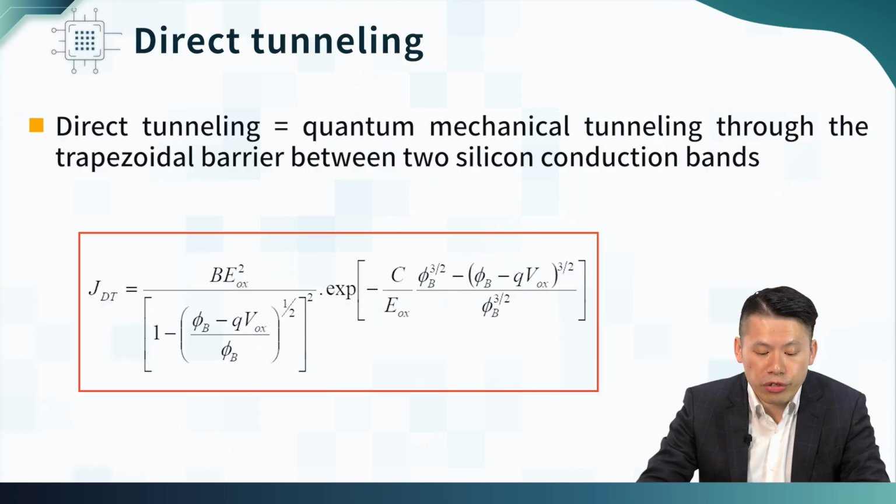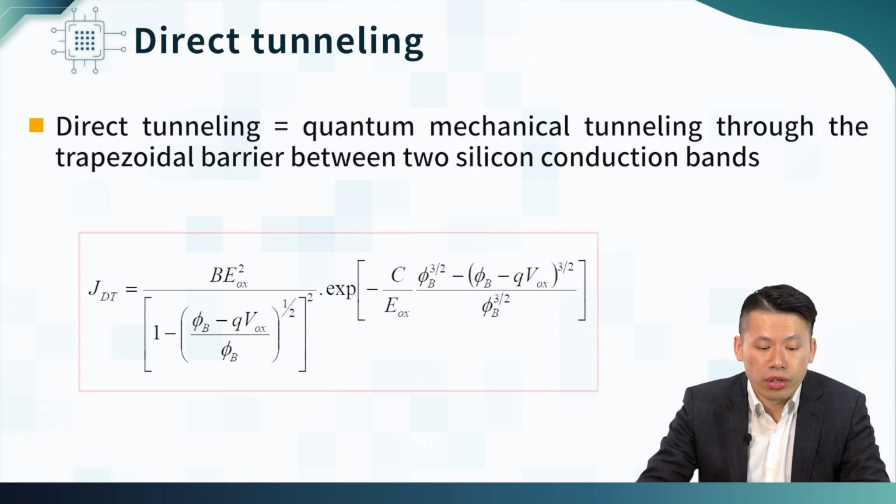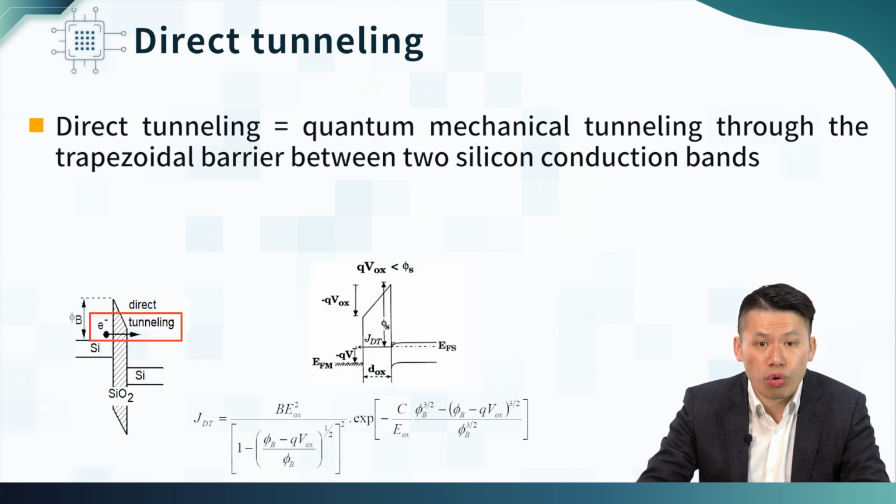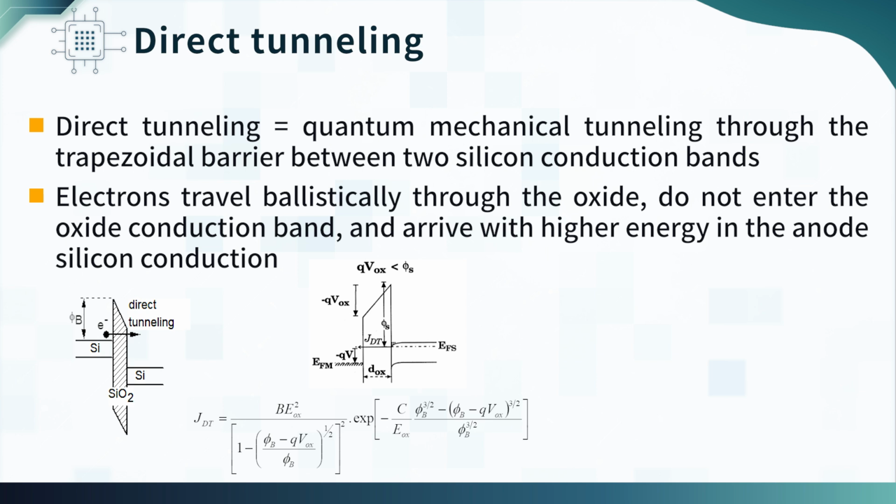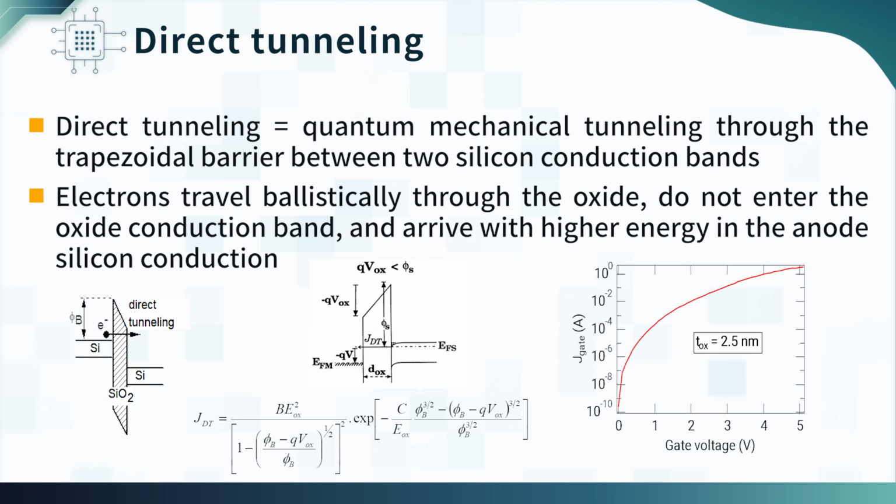And this is the typical equation for direct tunneling. Direct tunneling is mainly due to quantum mechanical tunneling through the trapezoidal barrier between the two silicon conduction bands here. So you can see, because the dielectric is too thin, it's easy to have quantum tunneling from left to right here. So electrons travel through the oxide, do not enter the oxide conduction band, and arrive with high energy on the other side. And here is a typical experimental result in the case of direct tunneling.